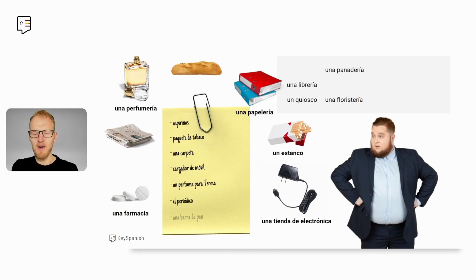And one more, el periódico, ¿dónde compra el periódico Sergio? Lo compra en un kiosco. Un kiosco. This is a bit old-fashioned, maybe just el periódico itself, people don't buy them that much. But if you do, it's en un kiosco. And lastly, el pan, una barra de pan, lo compra en la panadería. Panadería. And we have two more places, librería and floristería.